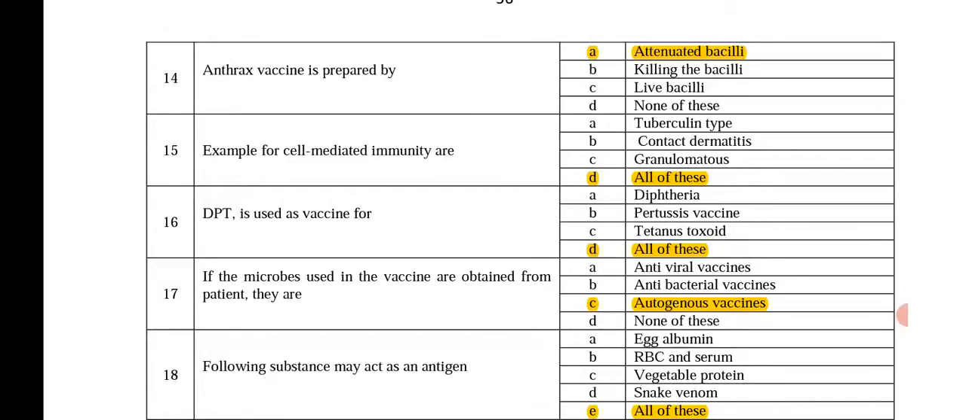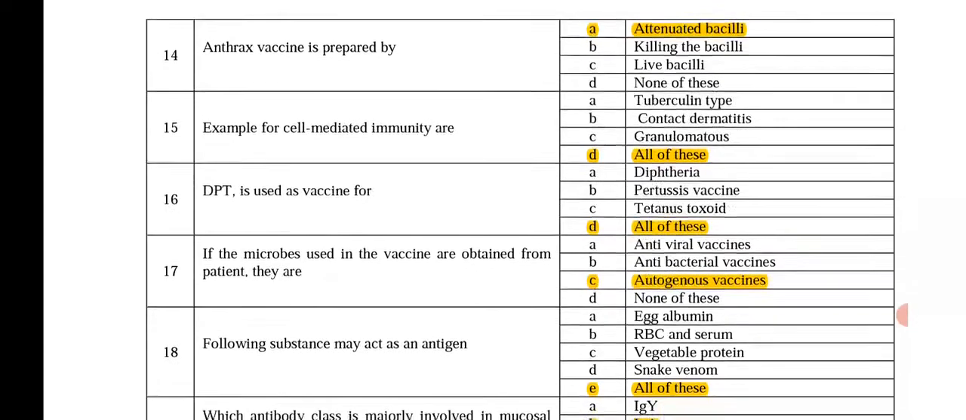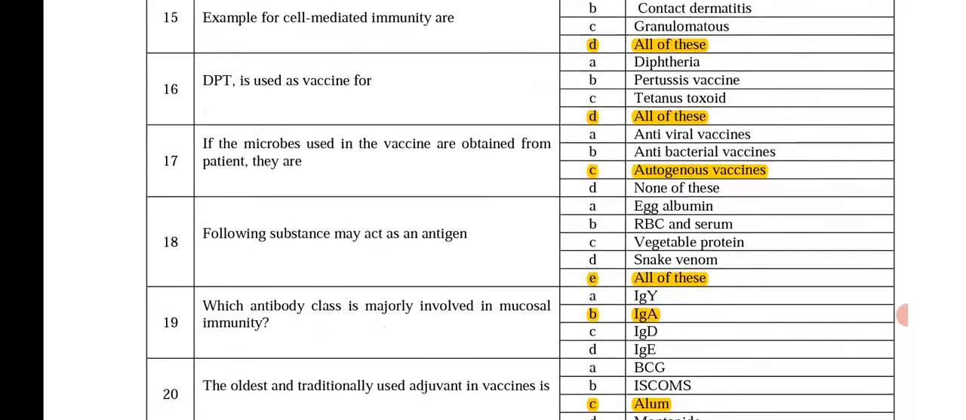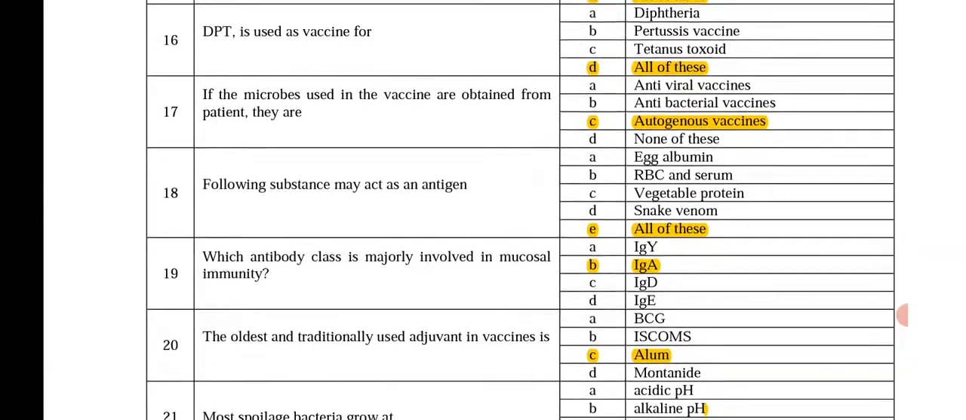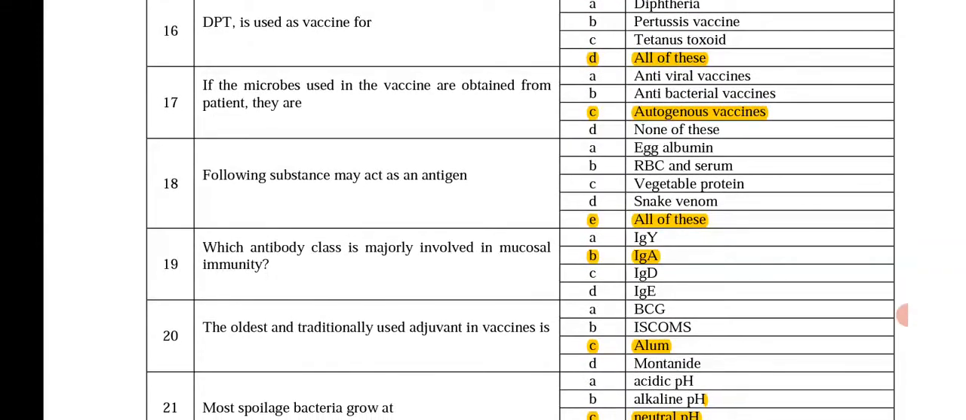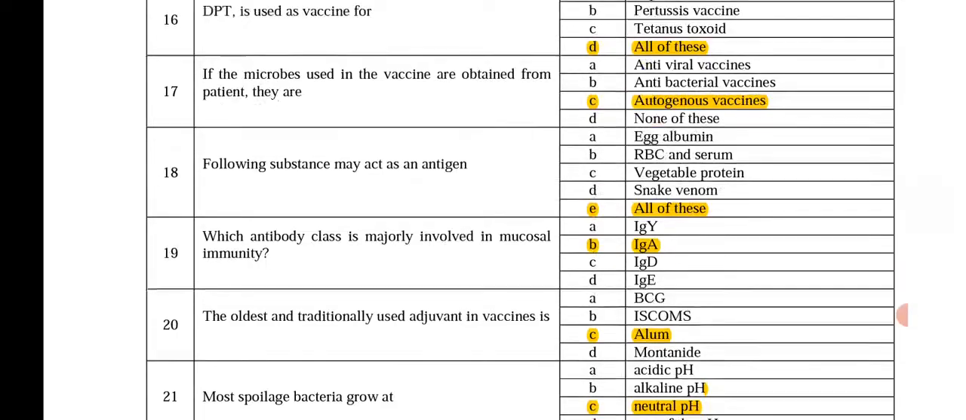If the microbes used in the vaccine are obtained from the patient, they are autogenous vaccines. The following substances may act as antigen: all of these, egg albumin, red blood cells and serum, vegetative protein, and snake venom. Which antibody class is majorly involved in mucosal immunity? Immunoglobulin A. The oldest and traditionally used adjuvant in vaccines is alum.